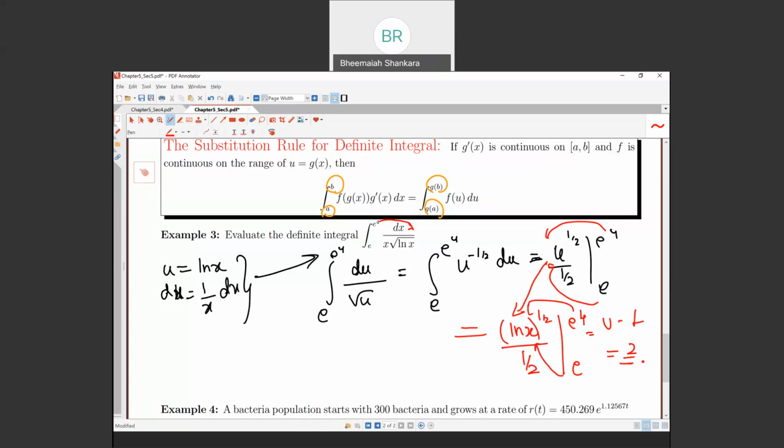So when you have a definite integral and you're doing a substitution, make sure to change the variable in the last step, and then you will plug in the limits.